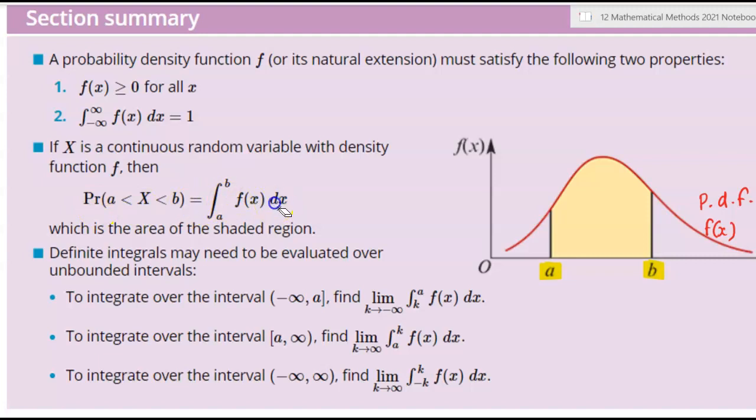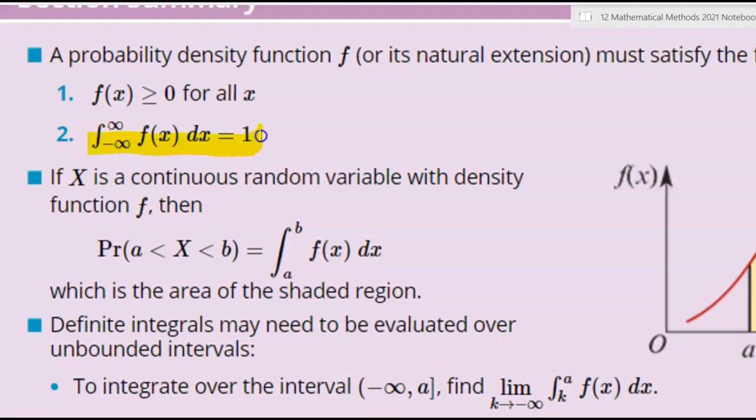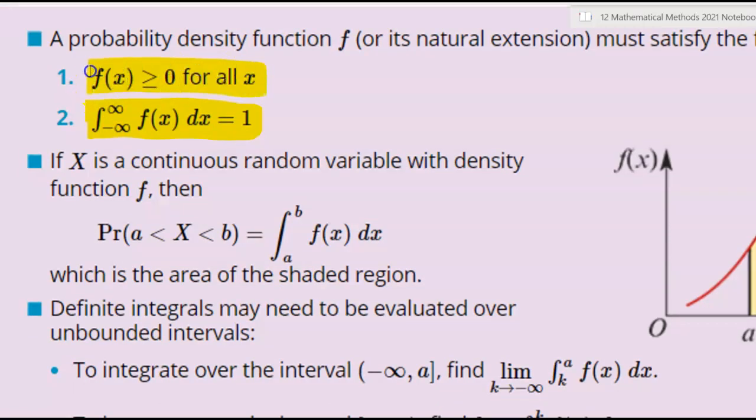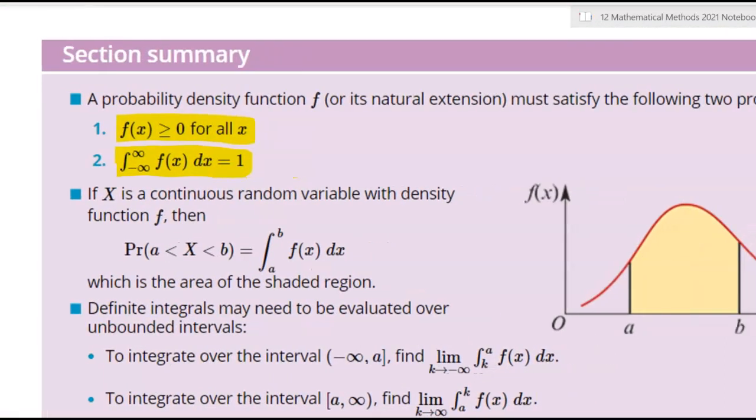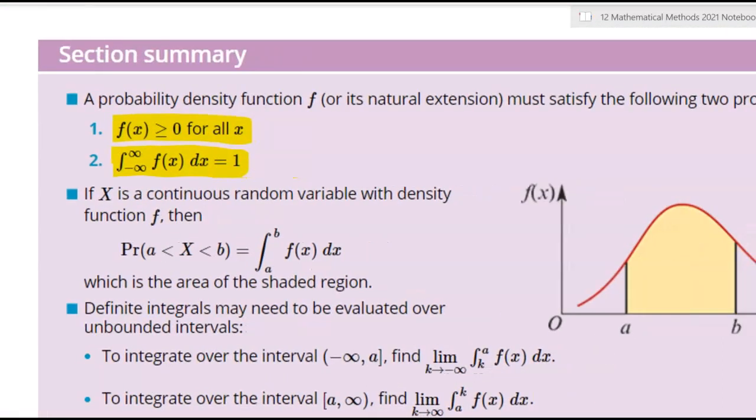Now, what do you know about probabilities? What do they sum to? Great. So the integral from negative infinity to positive infinity of a PDF, probability density function, equals 1. That means the sum of all the possible probabilities has to equal 1. And we also know that probability has to be larger than or equal to 0. So that point above is just saying that your probability density function is always larger than or equal to 0.